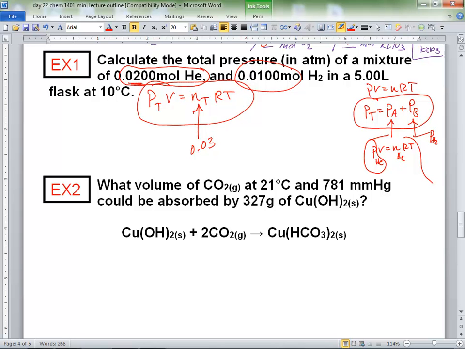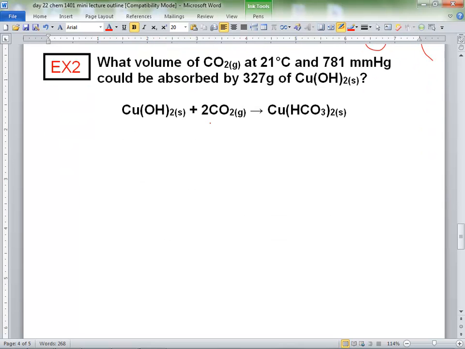Okay? How about this one? I changed the reaction from your notes. What volume of CO2 gas at 21 degrees Celsius and 781 millimeters of mercury could be absorbed by 327 grams copper 2 hydroxide? Frankie, what? You have this big list of equations. What equation could you pick to guide your efforts here?